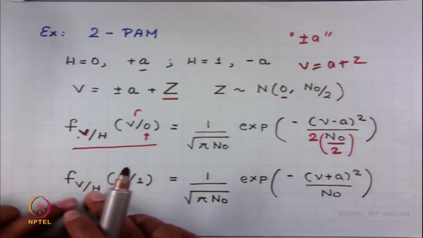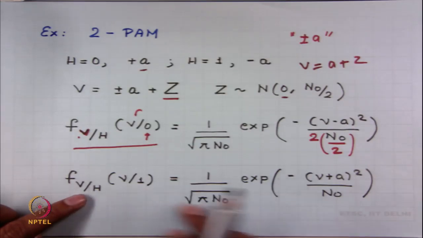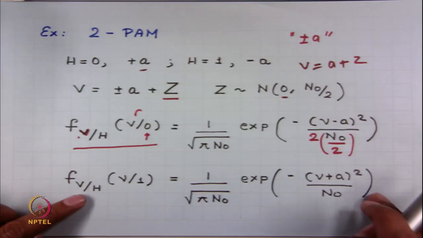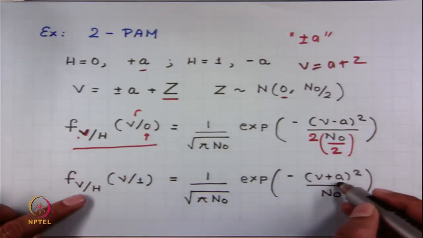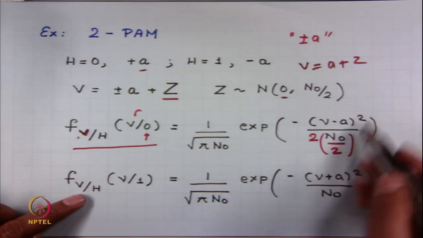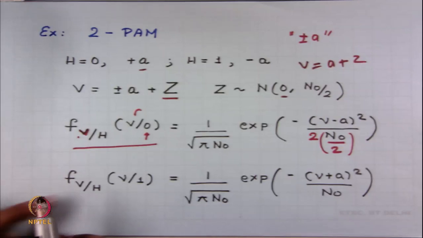Similarly, we can find the likelihood when hypothesis 1 has been sent, and it would have the same distribution as in this case, except now the mean would be shifted to minus A. So, instead of (V minus A) whole square, now we will have (V plus A) whole square. That is easy.